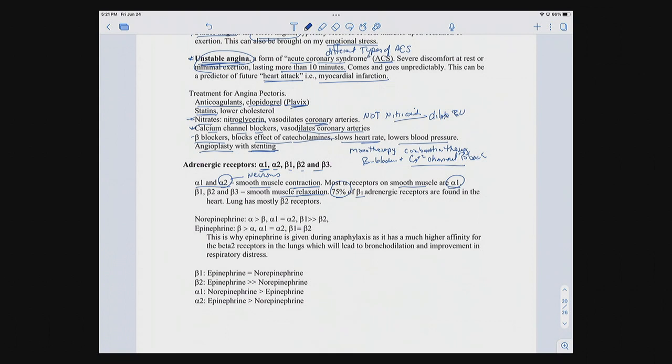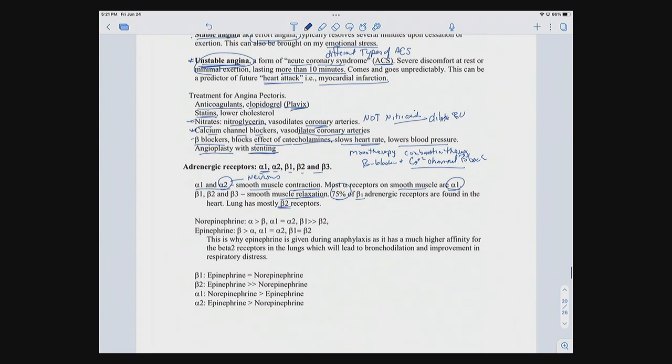If you look at the lungs, and you'll recall this from earlier lectures, the lungs have mostly beta 2 receptors. And we recall again earlier that if you have epinephrine or norepinephrine binding to the beta 2s, that's going to cause relaxation of smooth muscles, open up airways, allowing breathing to occur.